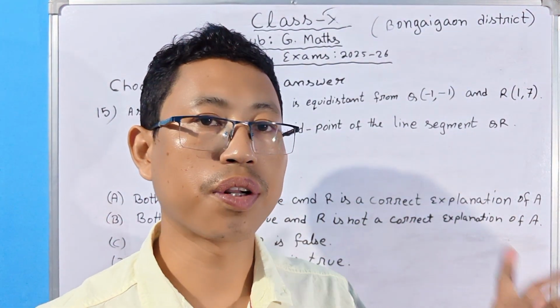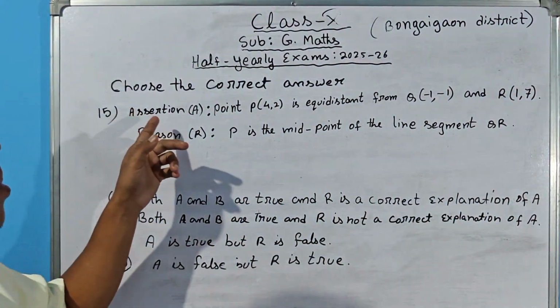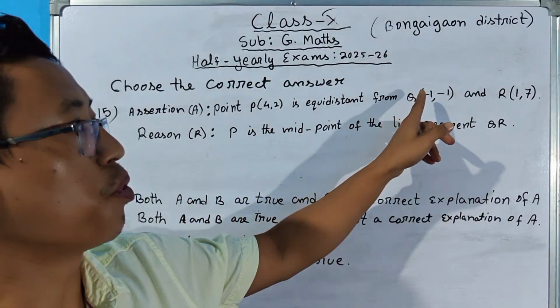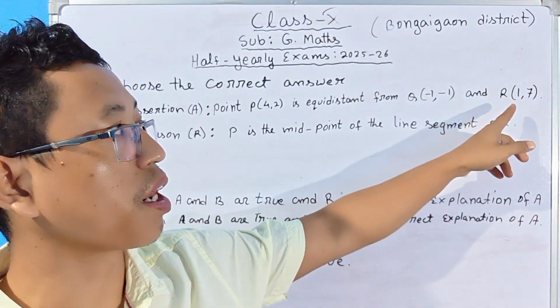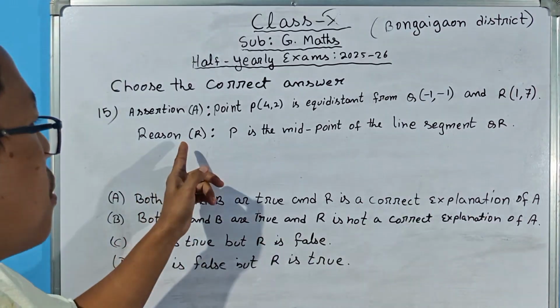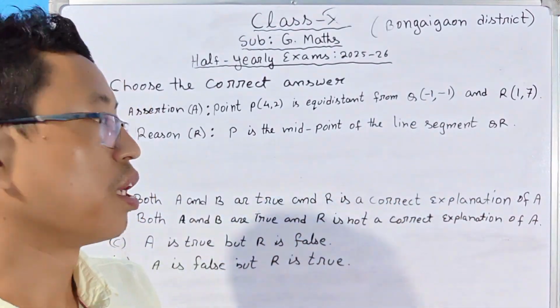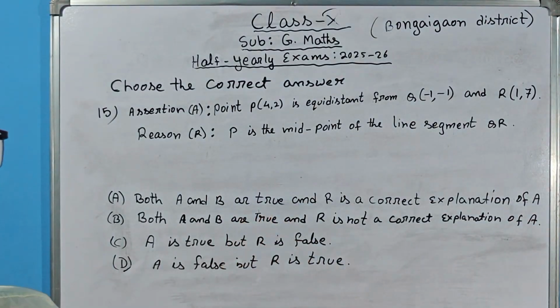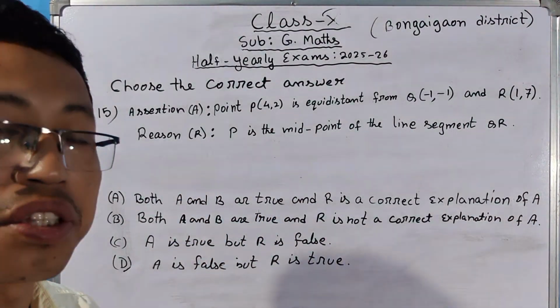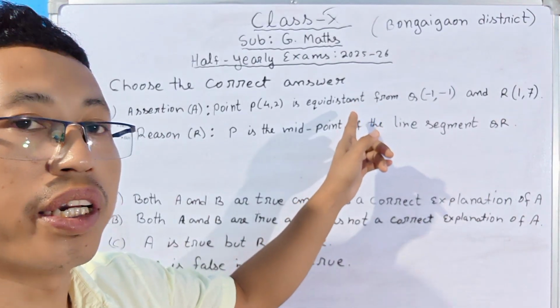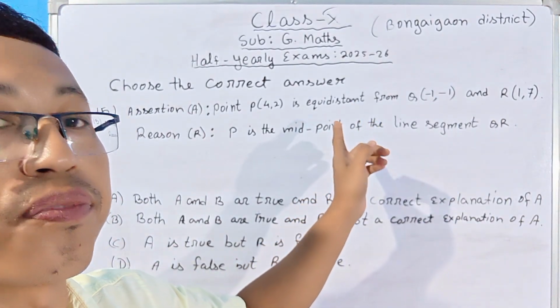Question number 15. Here we have assertion: Point P (4, 2) is equidistant from Q (-1, -1) and R (1, 7). And reason: P is the midpoint of the line segment QR. And here are the options. Out of these four, one is the correct answer. So let's see. Equidistant, but we will not follow the distance formula. We will use the midpoint theorem here.